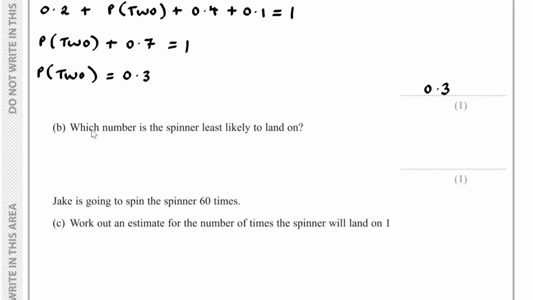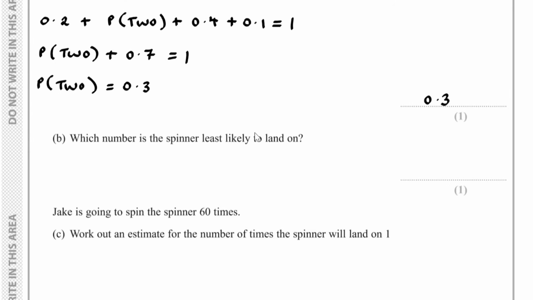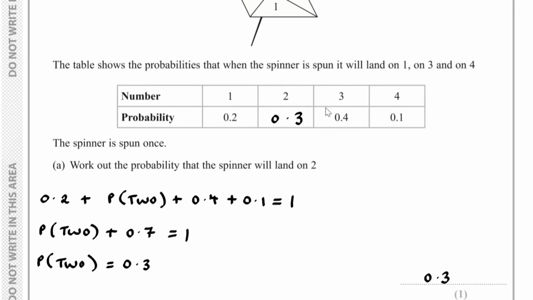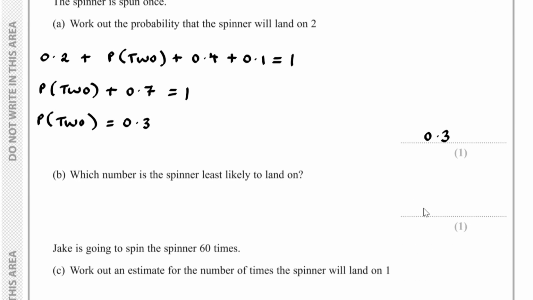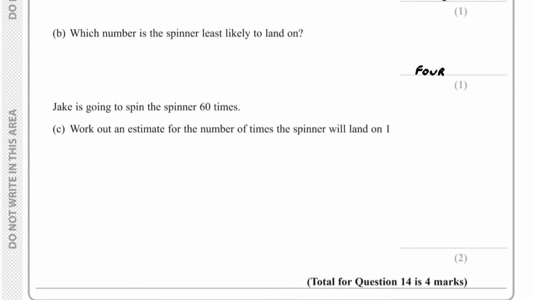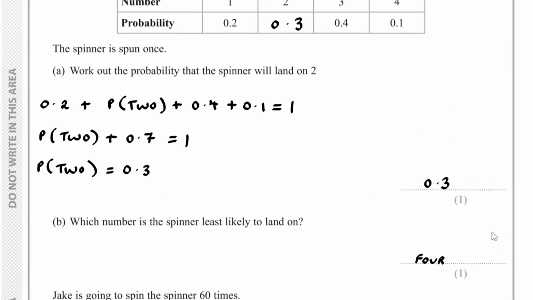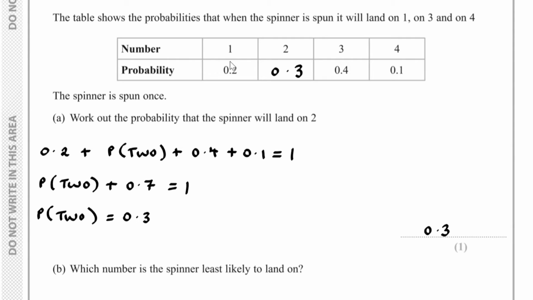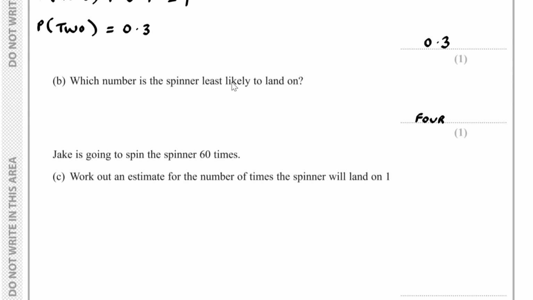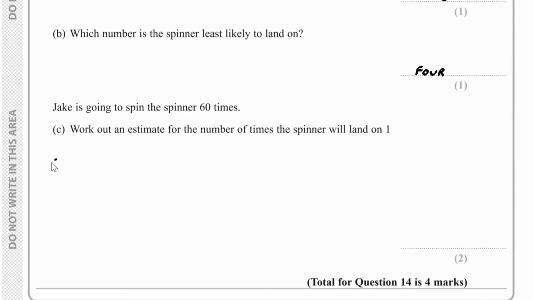And then for part B, which number is the least likely to land on? Well, that will be the one with the lowest probability, which is 4. So we have here 4. And then Jake is going to spin the spinner 60 times. We have to work out an estimate for the number of times the spinner will land on 1. Well, the probability that it lands on a 1 is 0.2. So if we spin the spinner 60 times, that means we would have to do 60 multiplied by 0.2, which is equal to 12.